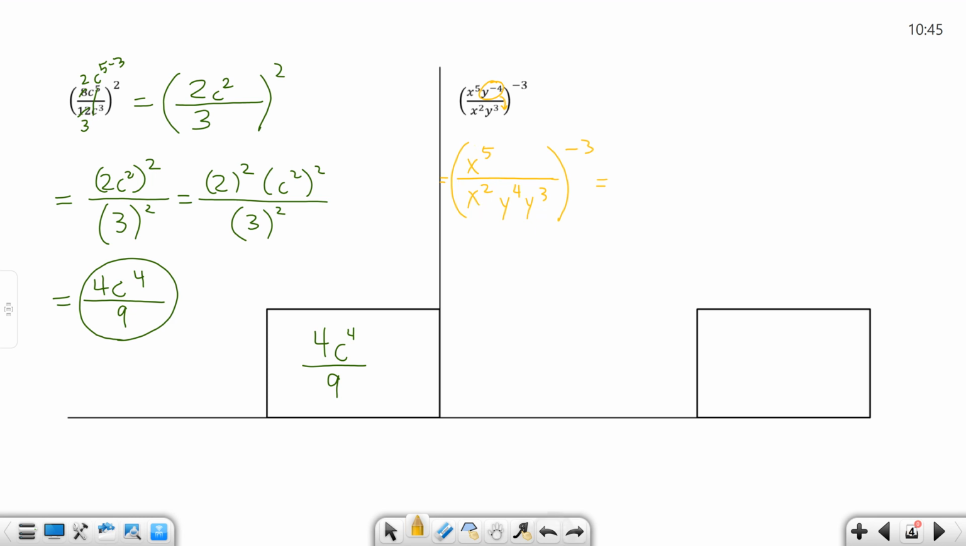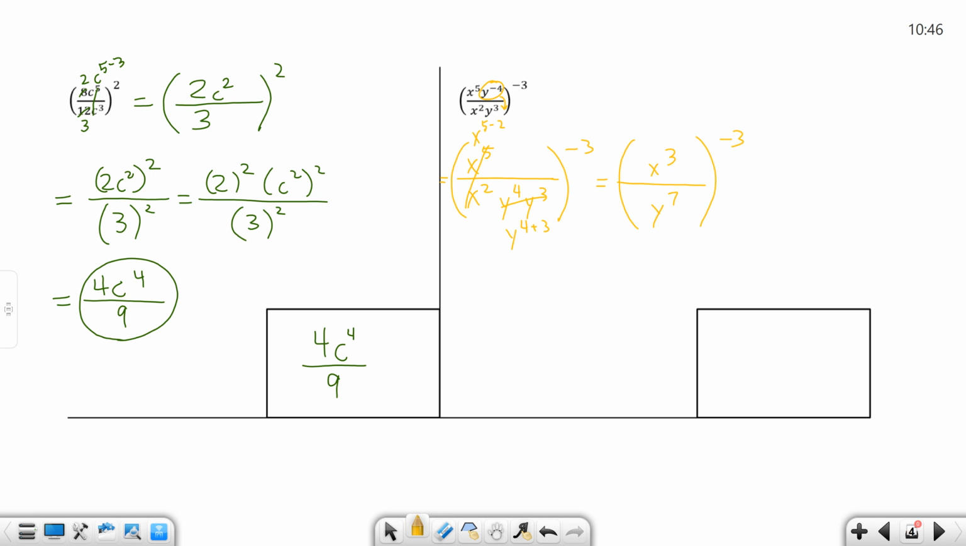So x to the 5th over x squared. I'm going to start with this. How do I divide them? I subtract the exponents, x to the 5 minus 2. And why is it up top? Because 5 is bigger than 2, right? So then this is going to be x to the 3rd. And this is still all to the negative 3 power, by the way. And what about y to the 4th times y to the 3rd in the bottom? What do you do with like bases? You add that. This is going to be y to the 4 plus 3, which is y to the what? 7. Y to the 7 indeed.